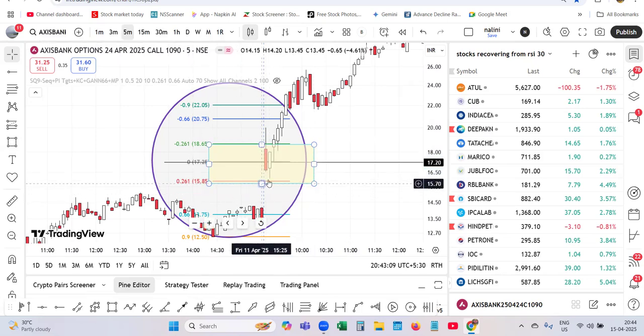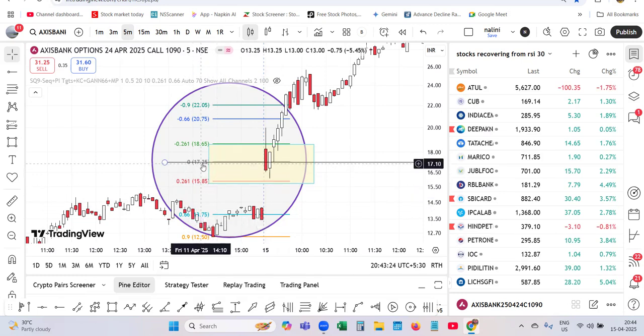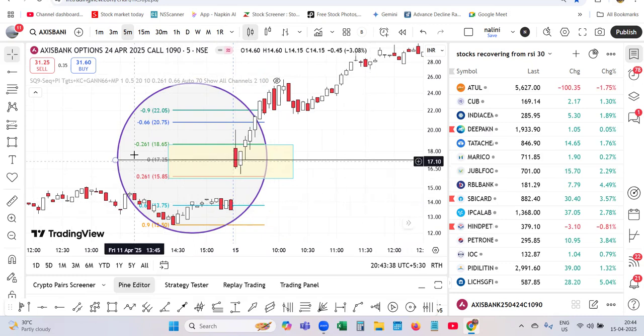So it dipped down to 0.26. It didn't even come to 0.66. So here itself, it started showing a reversal in the market. So when I apply this, you know the level is 17.25, 18.65, 20.75, and the values also come into play. So immediately it started showing.